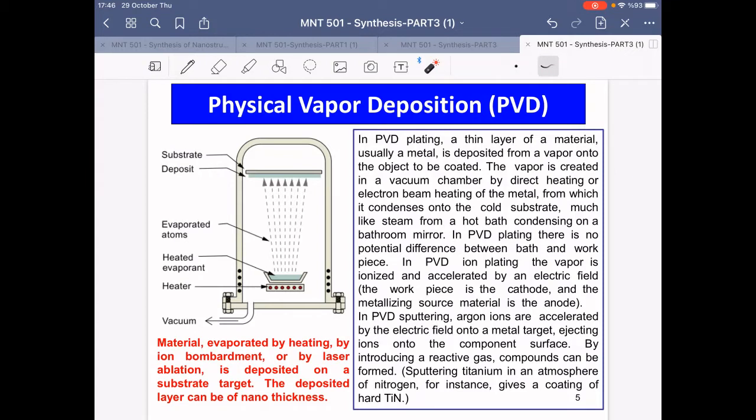Sputtering titanium, for example, in an atmosphere of nitrogen gives you a coating of titanium nitride sort of things. So what's important here to keep in mind is that material evaporated by heating, by ion bombardment, or by laser ablation is deposited on a substrate target. The deposited layer can be of nano thickness. Okay, so all the things that you had learned with Bilge Hoca and all the tricks with the electrical conductivity and things like that, the thickness and so on, these are the methods to be able to obtain those kinds of materials in real life.